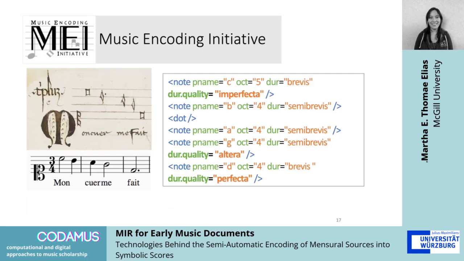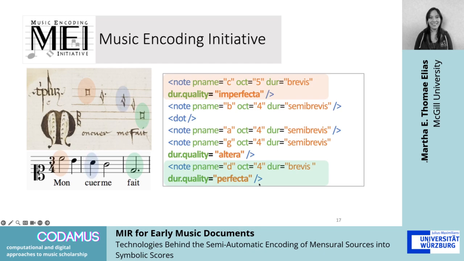So this is the same example that I showed you before. So we have here one of the breves. As you can see, it has a perfect or ternary value, and here we have another one that has an imperfect value. And they are both encoded in the MEI file. You can see that they have the right pitch and octave, and both of them are brevis. That's the note shape. But the one at the beginning of the passage is dur quality imperfecta, and the one at the end of the passage has dur quality perfecta. So all of that can be encoded in MEI.